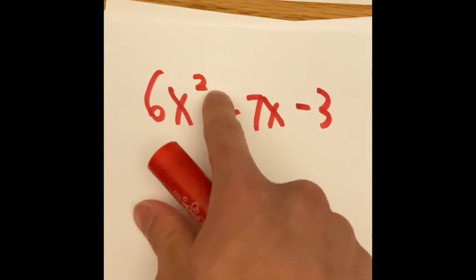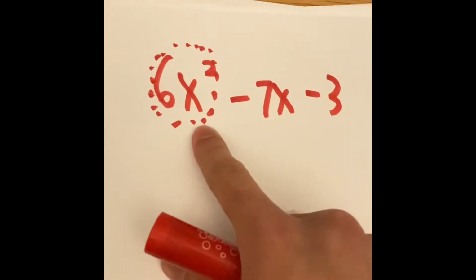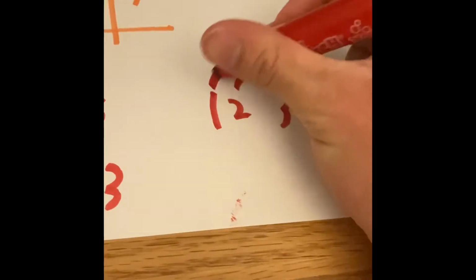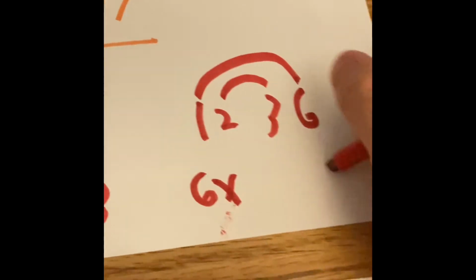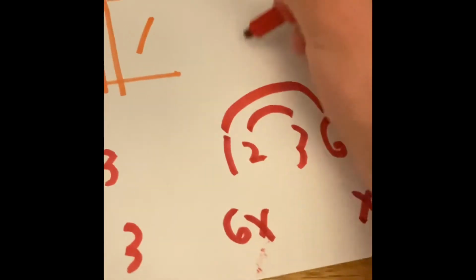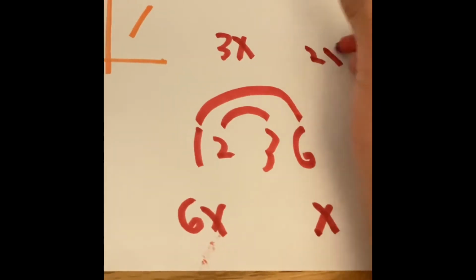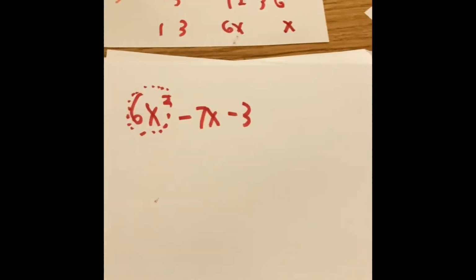That 6x squared is something we might want to watch out for because the number 6 has many common factors. Here's an example. Here's 1, here's 6. 2 times 3 equals 6. So instead of just saying 6x and x, why can't we say 3x and 2x? Why can't we change it up a bit? Well, let's see what happens.